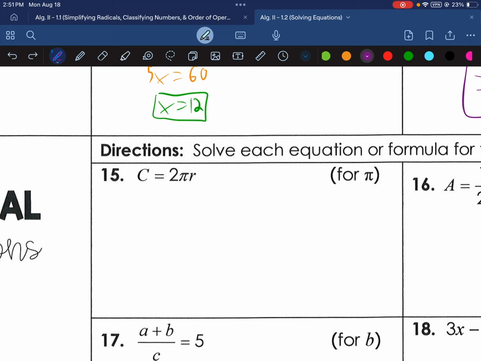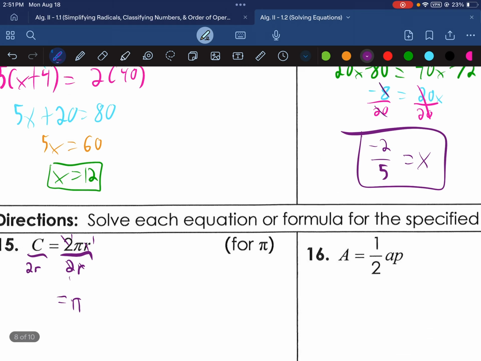So if we're solving for pi, we ask ourselves what's happening to pi, just like when we solve other equations. And pi is being multiplied by 2r. So how we undo multiplication is by dividing. So we divide by 2r. 2 divided by 2 is 1. R divided by r is 1. And we're left with pi. However, because we divided one side, we have to divide the other side by the same thing, 2r.